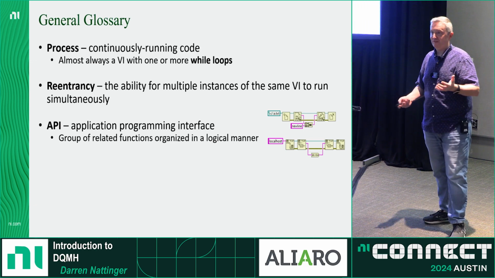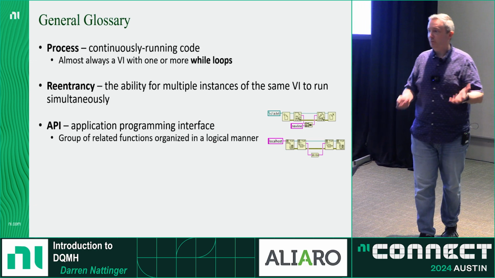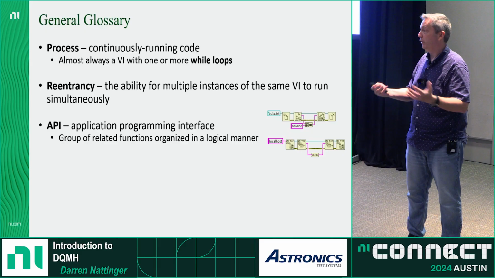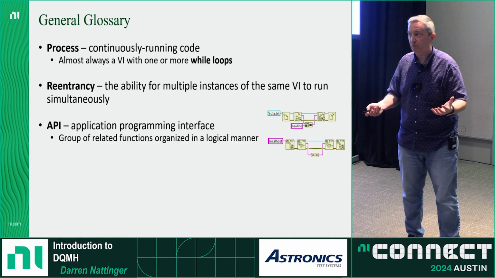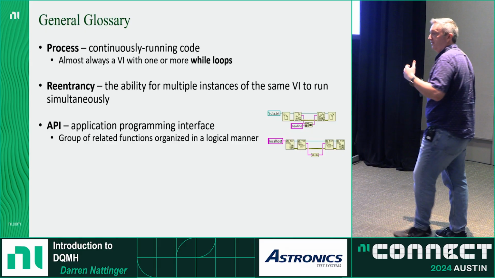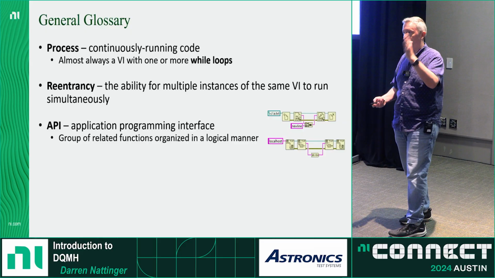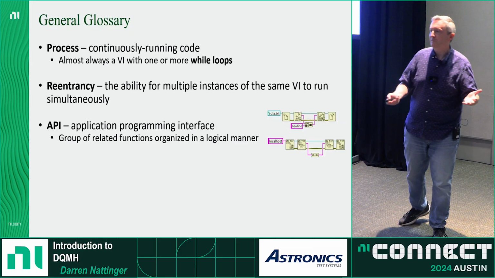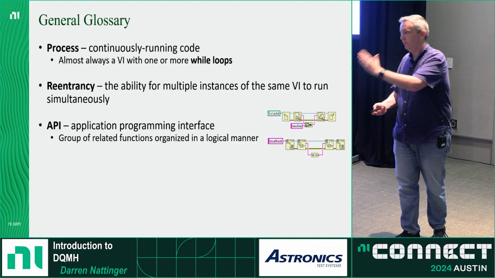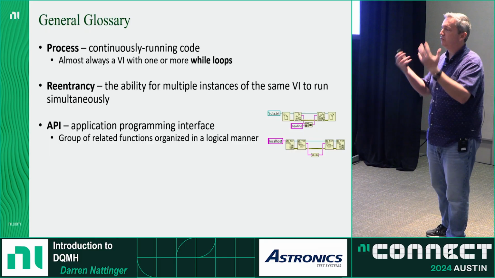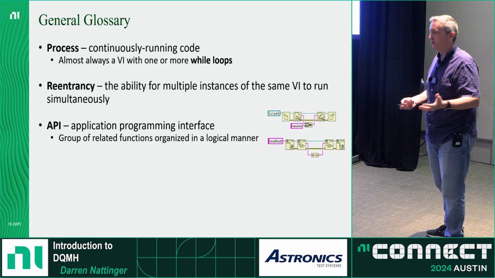Since I'm not a computer scientist, I'm probably using this term wrong. But when I say API, I basically refer to a group of functions that are related in some way. In the screenshot, you can see I've got the file I/O API: open, read, write, close file. I've got the TCP API: create, read, write TCP, et cetera. When I say API, I'm just referring to functions that are related and grouped together.